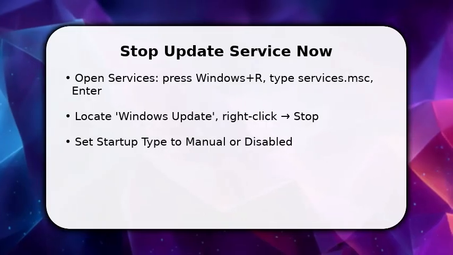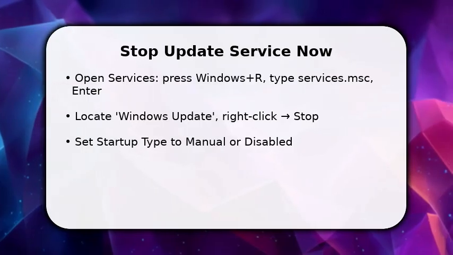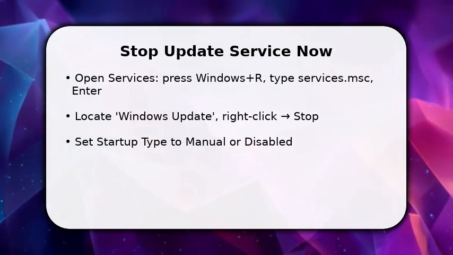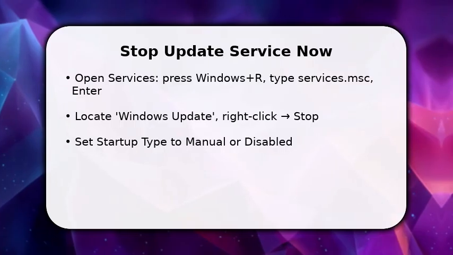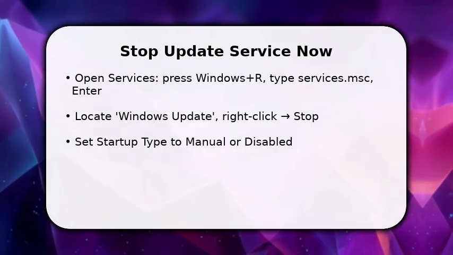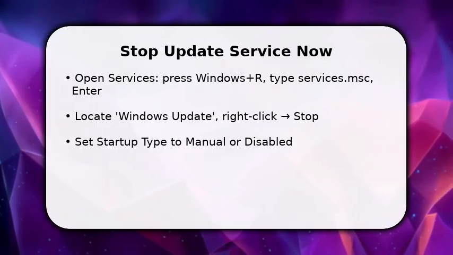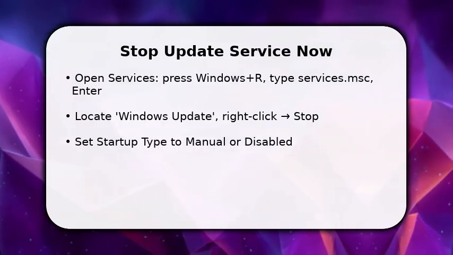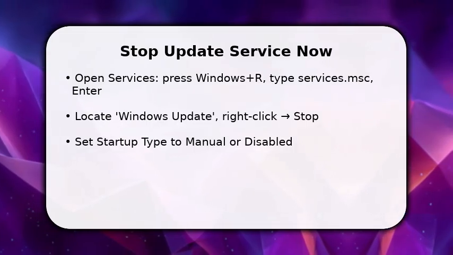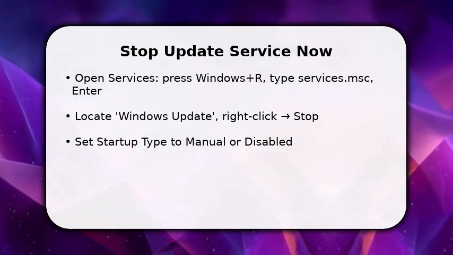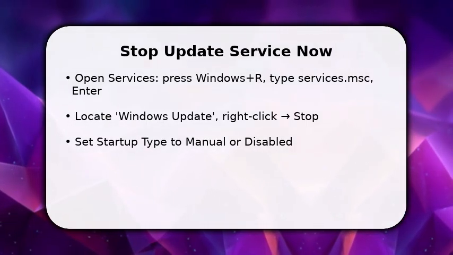You begin by stopping the Windows Update service so the installer can't run. This prevents immediate restarts. Open services using Windows plus R, type services.msc, and press Enter. Find Windows Update in the list. Once located, right-click and choose Stop. Then change startup type to manual or disabled so updates don't automatically restart after a reboot.